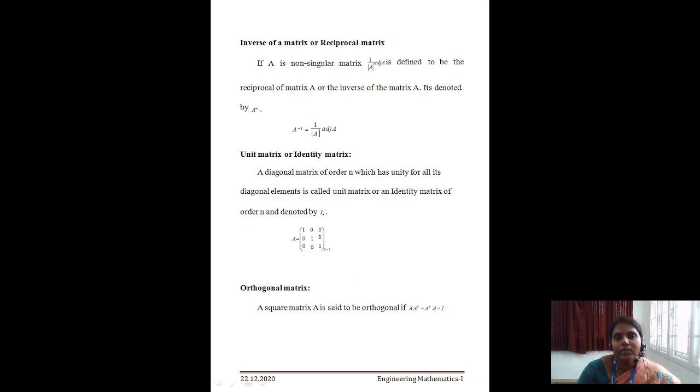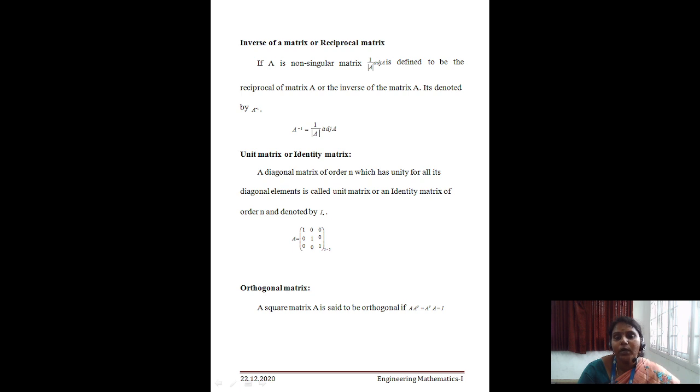Then inverse of a matrix or reciprocal of a matrix. Usually inverse and reciprocal represent the same. If A is a non-singular matrix, then 1 by determinant A into adjoint A is defined to be the reciprocal of a matrix A or the inverse of the matrix A. It is denoted by A inverse. A inverse equal to 1 by determinant A into adjoint A.